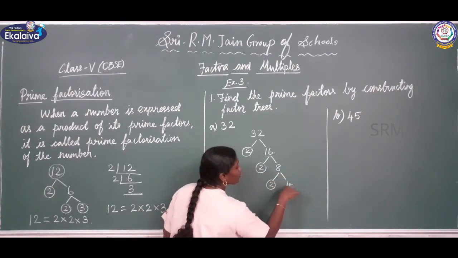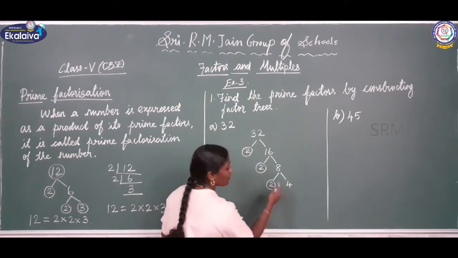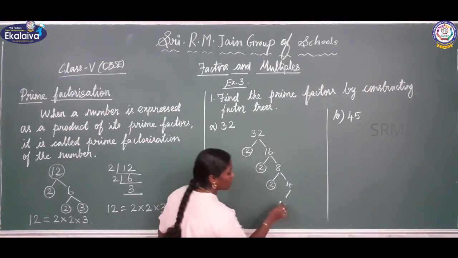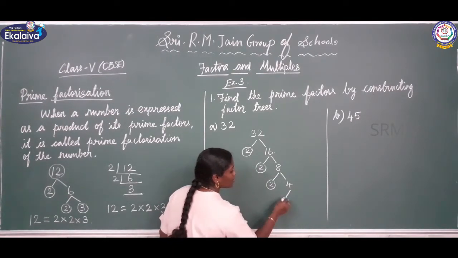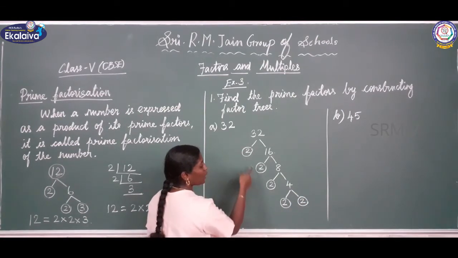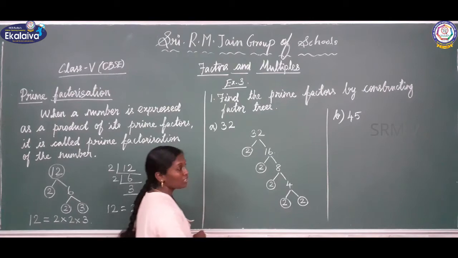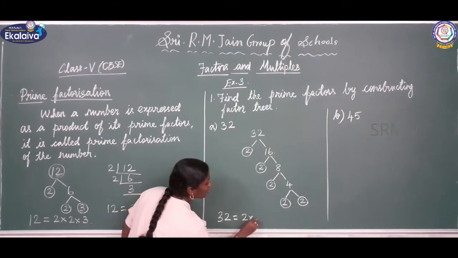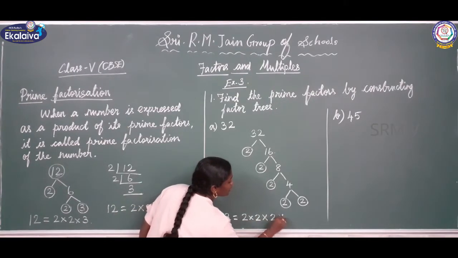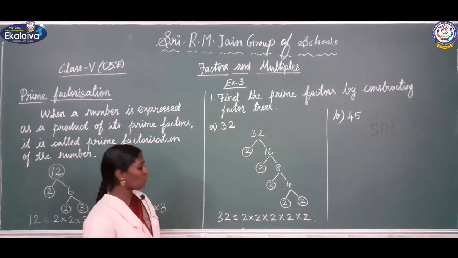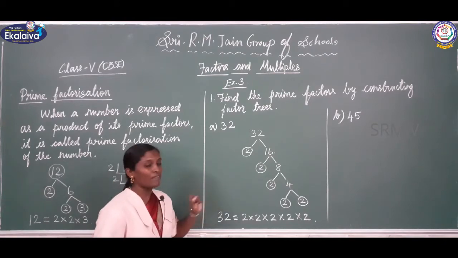In 2 table, 2 4s are 8. Now we have to find the prime factors of 4. Here 4 is an even number, so again 2 is the smallest prime factor. In 2 table, 2 2s are 4. Here again 2 is a prime number. Now we got all the prime factors. So prime factorization of 32 is equal to 2 into 2 into 2 into 2 into 2. Okay, this is the prime factorization of 32. Here this is the factor tree.